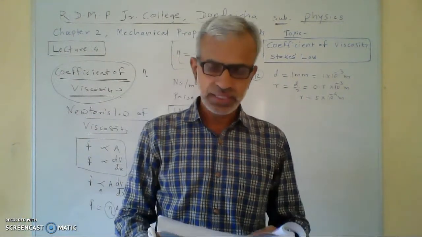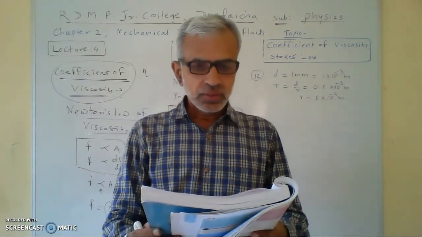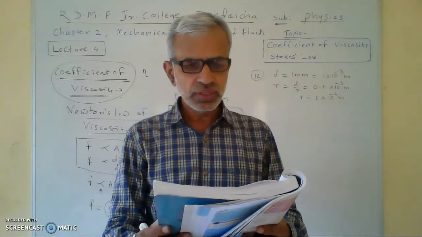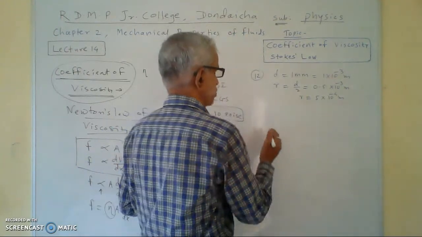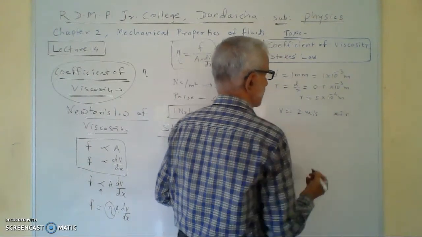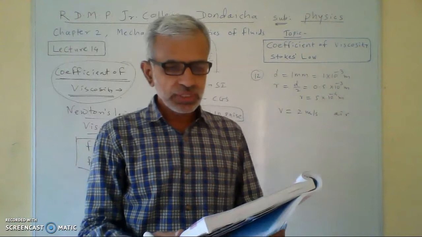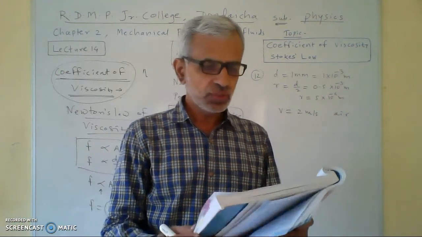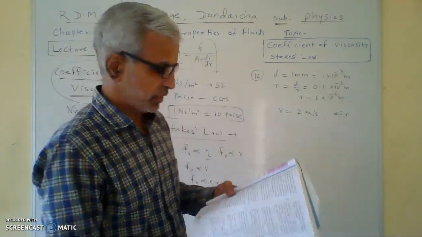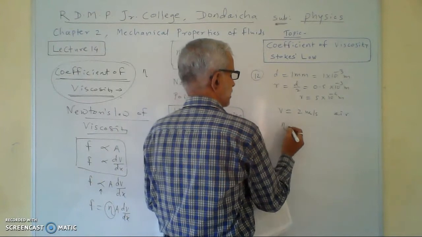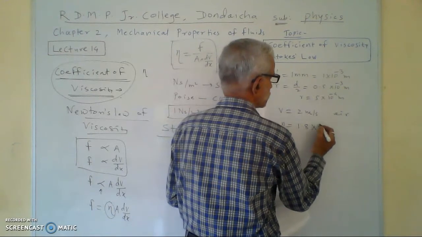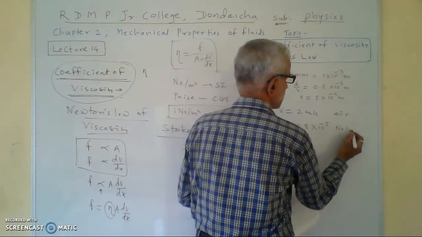तर हे रेन ड्रॉपचे रेडियस आहे. नंतर पुढचा पॉइंट आहे, falling with the uniform velocity 2 meter per second through air. So velocity v is equal to 2 meter per second in air, and the coefficient of viscosity of air is 1.8 into 10 raised to minus 5 Newton second per meter square. So we write here eta is equal to 1.8 into 10 raised to minus 5 Newton second per meter square.